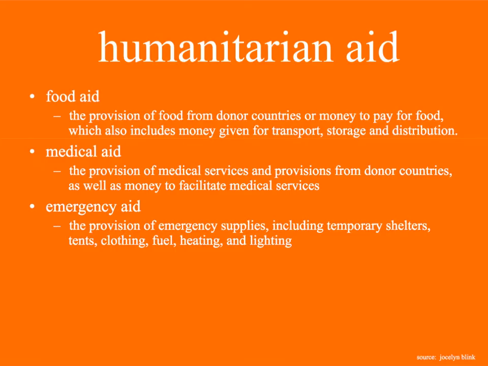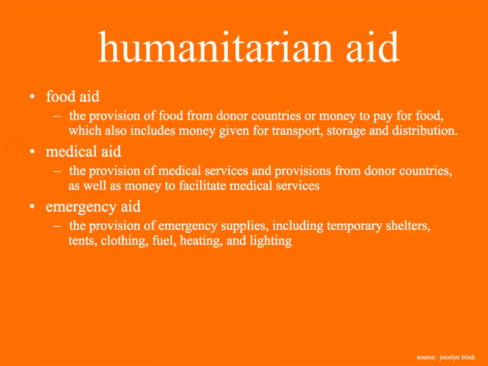There are three main forms: food aid, medical aid, and emergency aid. Food aid is the provision of food from donor countries or money to pay for food, which also includes money given for transport, storage, and distribution. There's medical aid, which is the provision of medical services and provisions from donor countries, as well as money to facilitate medical services. And then there's emergency aid, the provision of emergency supplies, including temporary shelters, tents, clothing, fuel, heating, and lighting.